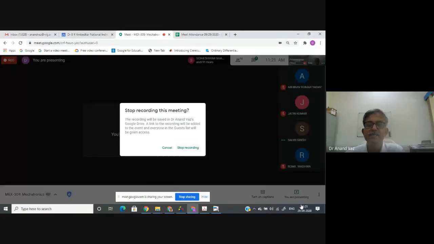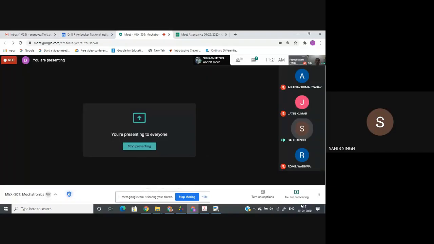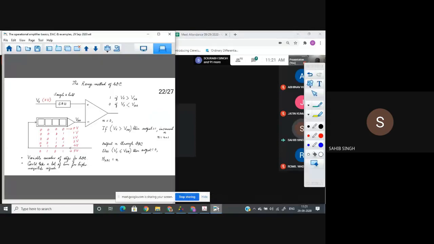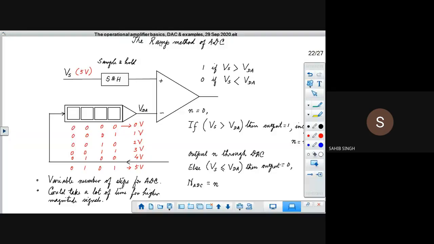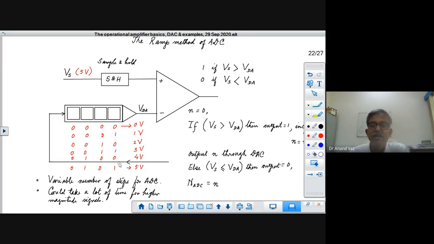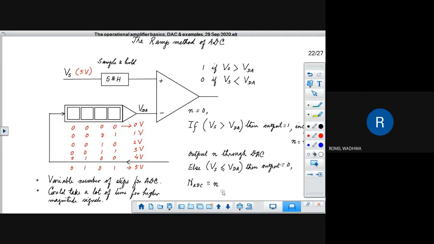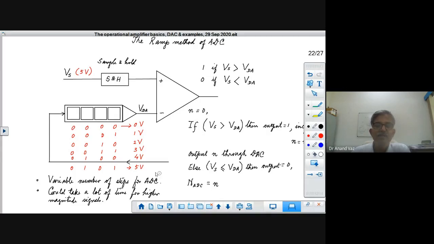Sir, if we consider a case in which our sample and hold signal is 4.5 instead of 5, then from 0100 or 0101, which value will we take? Yes, that is a good question. It will depend upon your algorithm. That's what we just discussed. These are the pitfalls of the digital world: you are representing in terms of discrete digits. Now if you have 4.5, you apply this algorithm, so what will happen?